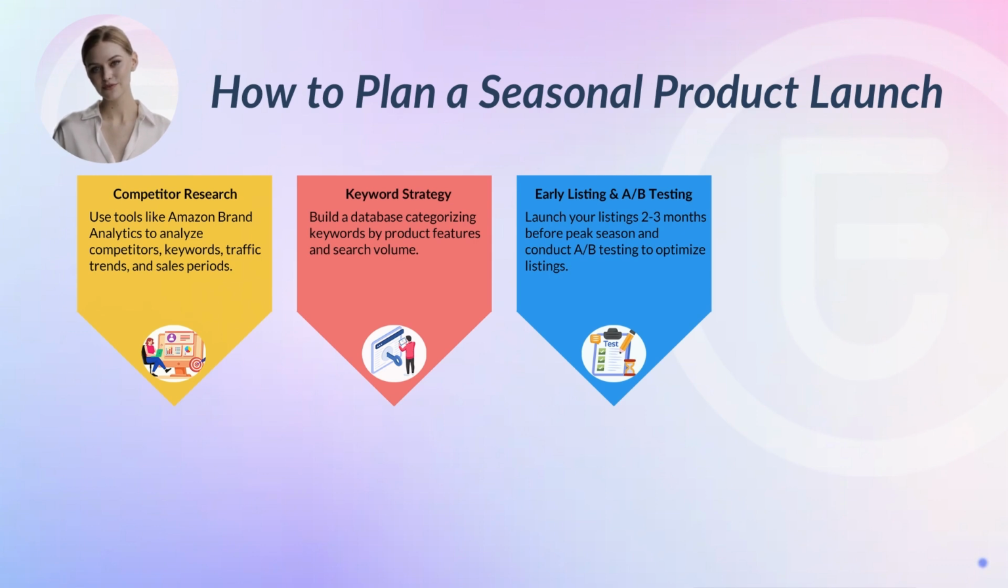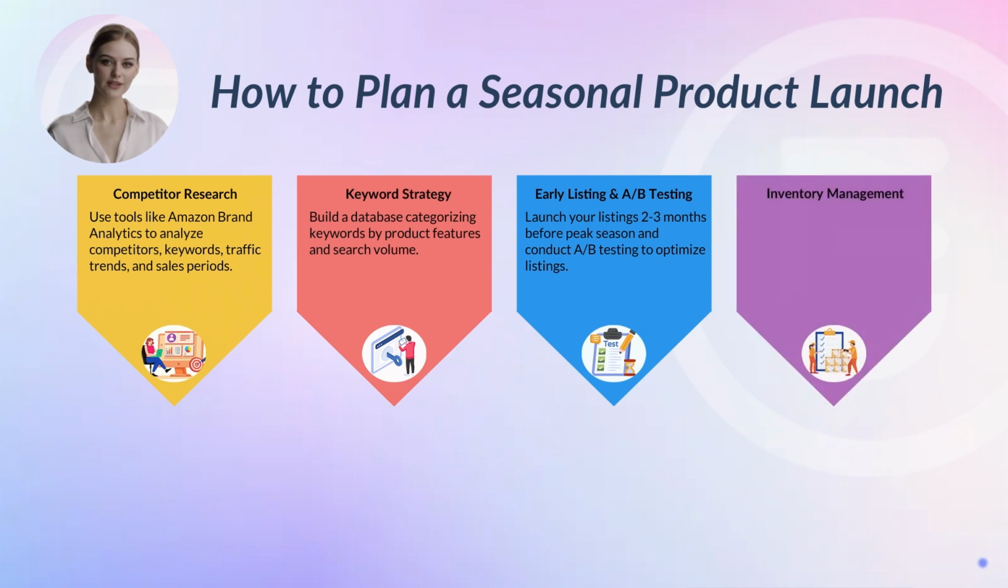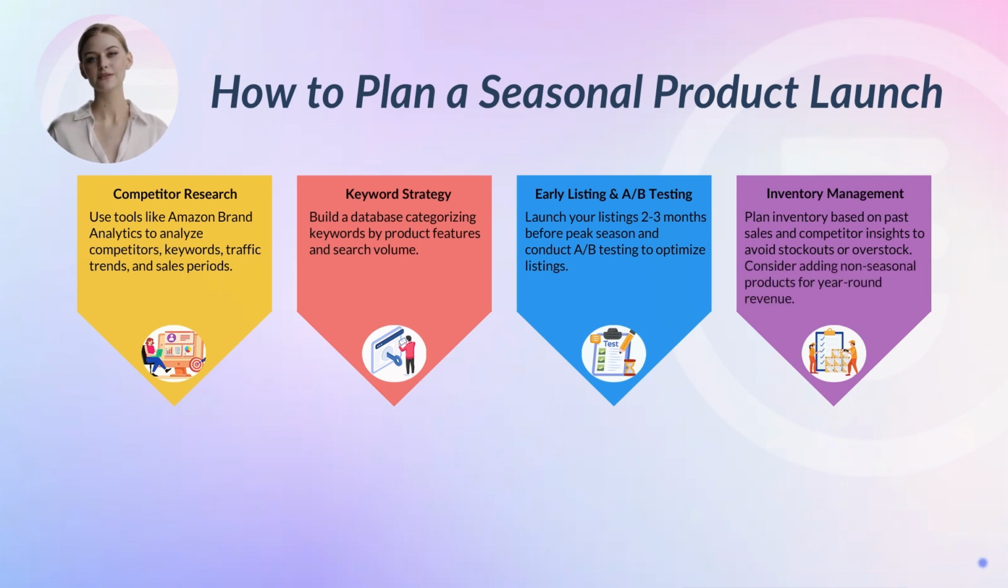Seasonal products often require a single bulk order every year, making inventory level critical. Plan inventory levels based on past sales trends and competitor insights to prevent stockouts while avoiding excess inventory. To maintain revenue stability during the off-season, consider adding non-seasonal products to your Amazon store. For example, a seller specializing in Christmas ornaments might expand into year-round home decor to maintain revenue.